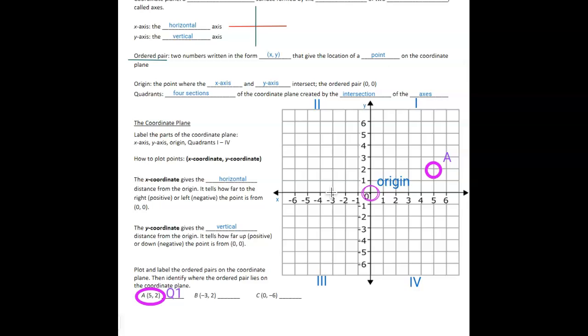The second number is up or down on your y-axis. So we're going to go up to where it says 2. Oh, I forgot to change our color. We're going to go up to 2. We're going to plot our point.